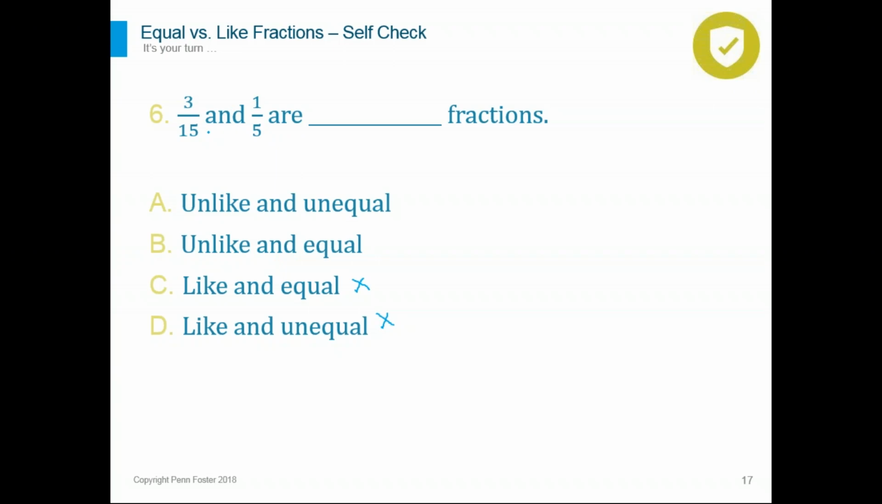Cross multiply: 1 times 15 gives you 15, and 3 times 5 also gives you 15. The products are equal, so the fractions are also equal. Those fractions are unlike but equal. So B is the right answer.